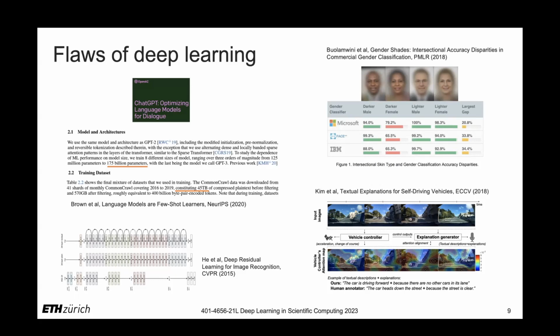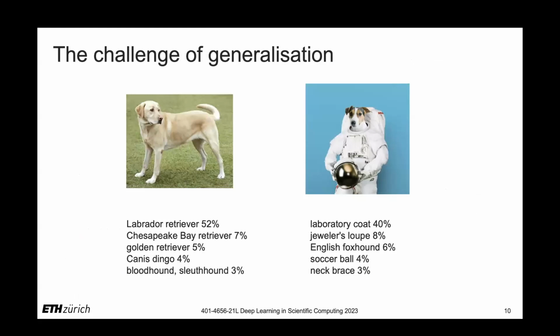So this is the biggest challenge, I would say, for science when you're applying deep learning in science. And this is the challenge of generalization. Like, what would be some examples of bias in the scientific domain? That's a good question.